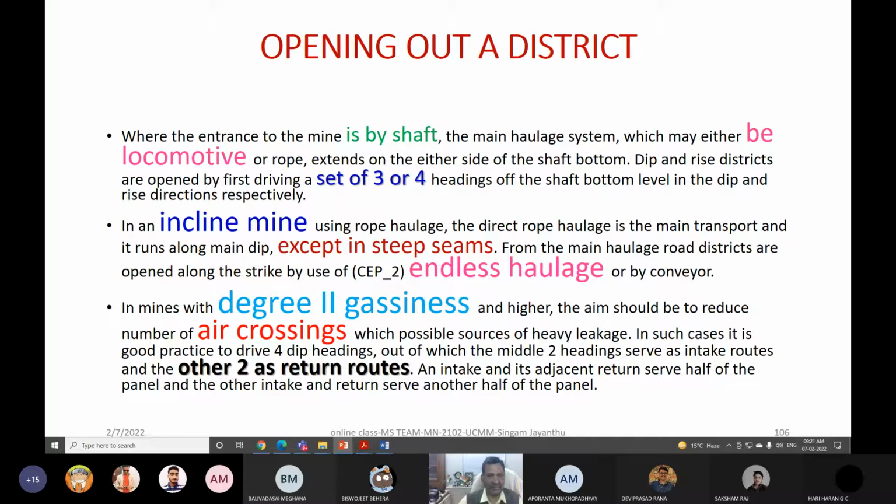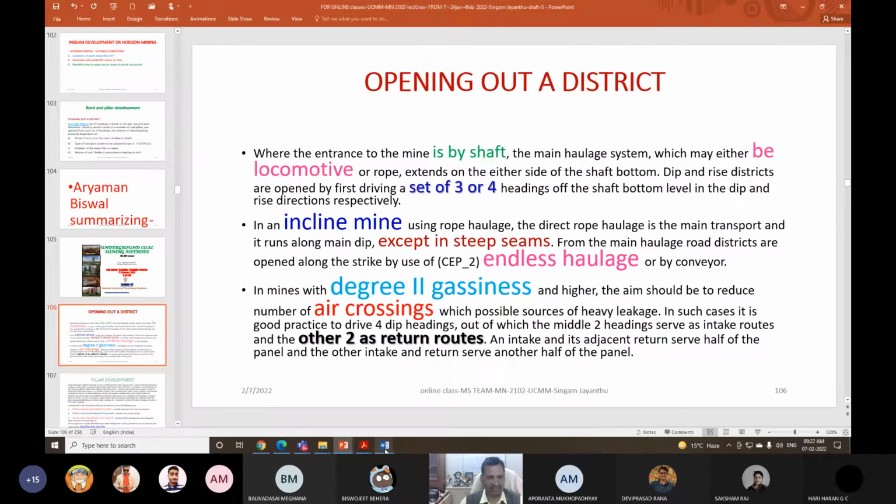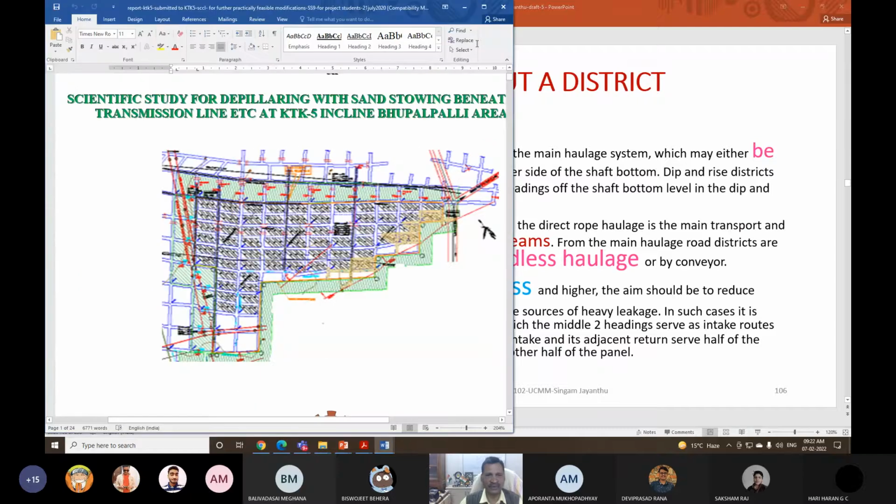I have been showing you a lot of mine-related information. Since I am talking about the mines and opening the districts, instead of showing only a little about the theory, let me also show some related material now.